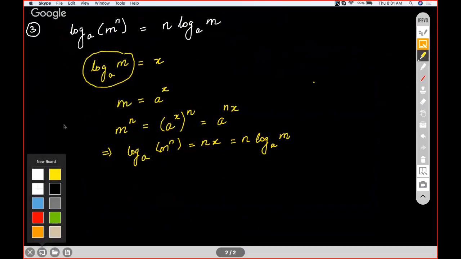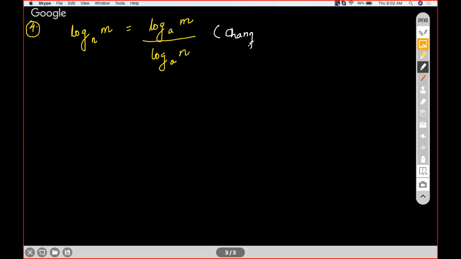Going to the next property, property number 4: log of m to the base n can be written as log m to the base a divided by log n to the base a. This is called the change of base property. This type of property is useful in answering questions like what is log 64 to the base 16.